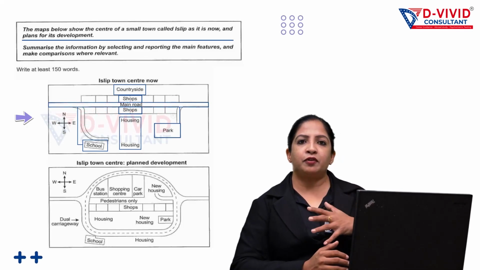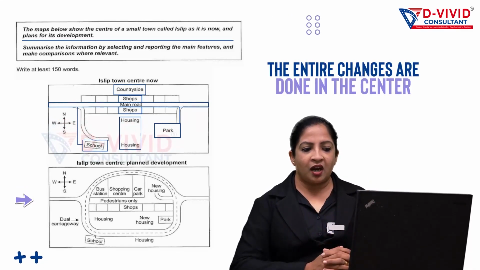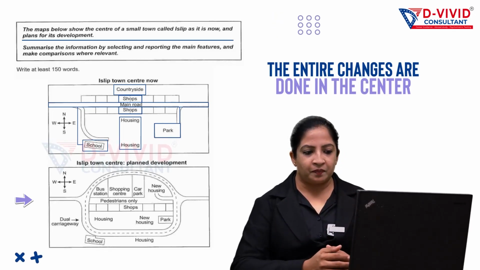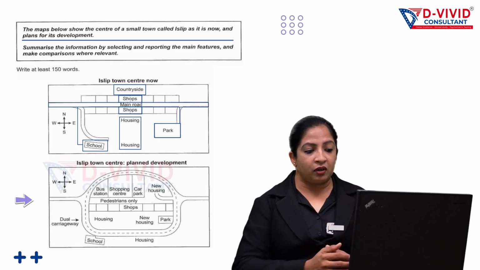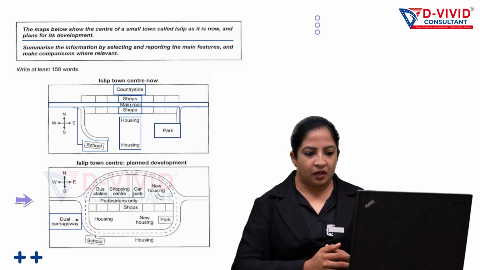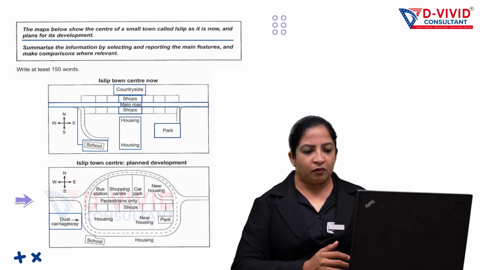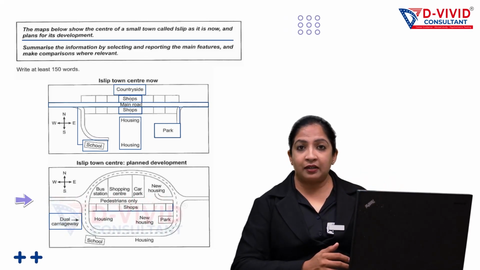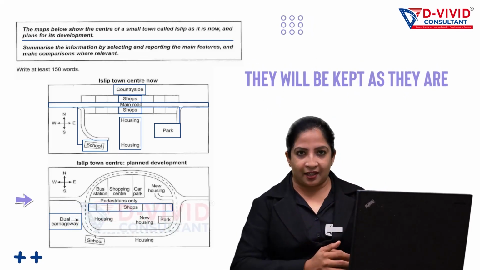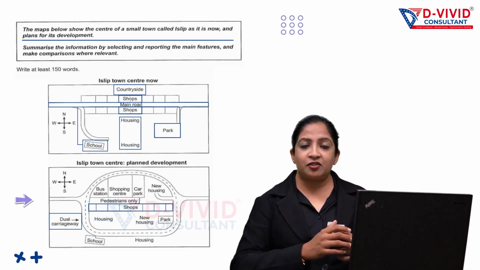But if we see the future plan, we can see that the entire changes are done in the center, or I can say the reverse, that the changes are surrounded by the main road, which is now called a dual carriageway. If we dive inside the structure, we can see what is unchanged: the area of shops which are currently on the south side of the main road will be kept as they are, and the main road will get converted into a pedestrian area.